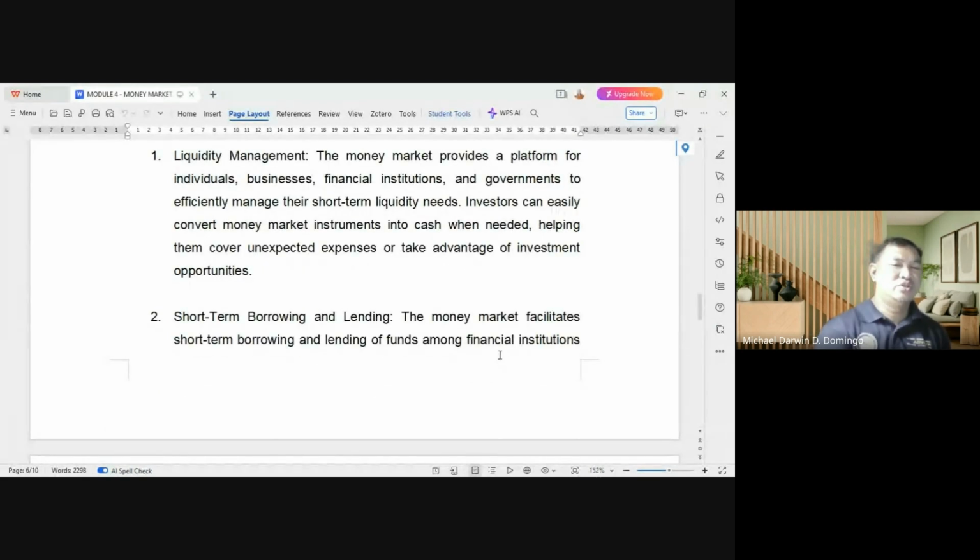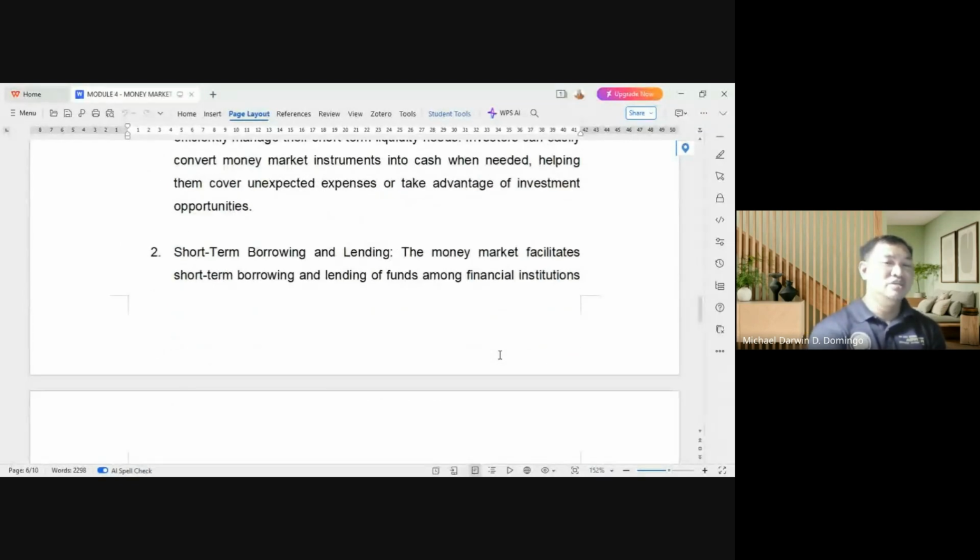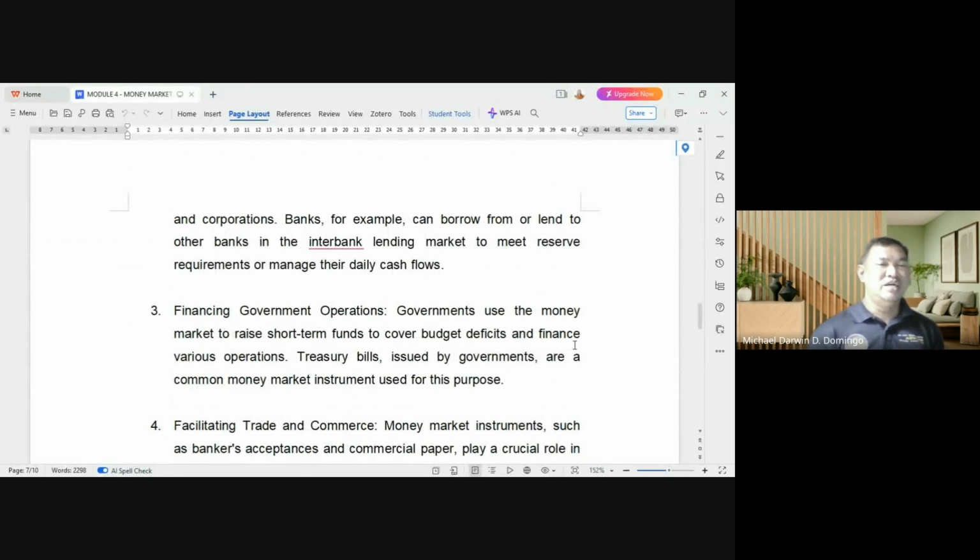So next is short-term borrowings and lendings. So that is also again function. Okay? So I guess hindi natin kailangan explain itong dalawang to. Financing government operations, especially if the government issue treasury bills or T-bills. Okay? Number 4, facilitating trade and commerce. So they also participate in the movement sa money market kasi nga most of the borrowings there is used for improvements.